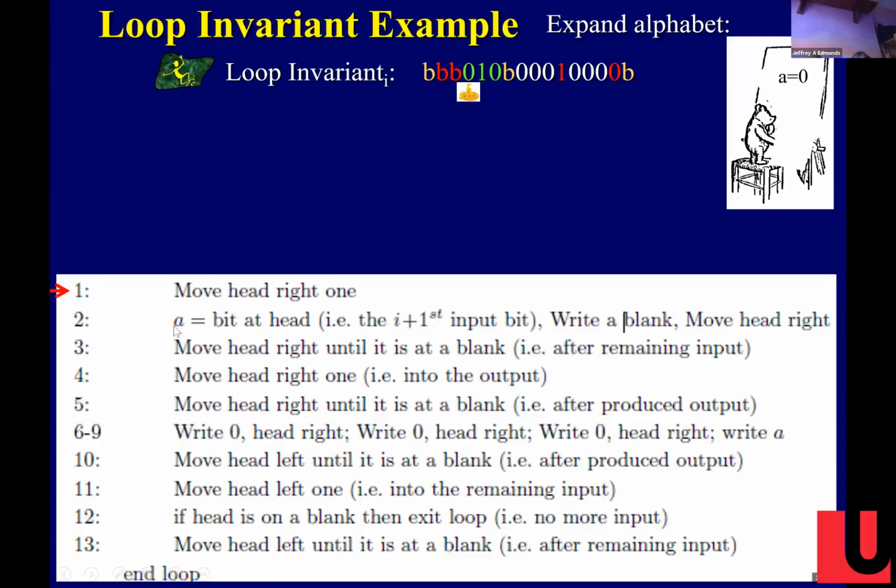What is the next thing I'm going to do? I'm going to take the value that's written at the head and store it in a new variable. I didn't have a variable A before, but now I have a new variable A, and I store it in my states, on my Pooh Bear's blackboard, right? So I've taken this value 0 and stored it on the blackboard. Then I'm going to write a blank where the head is, and I'm going to move the head right. So let's do that, right?